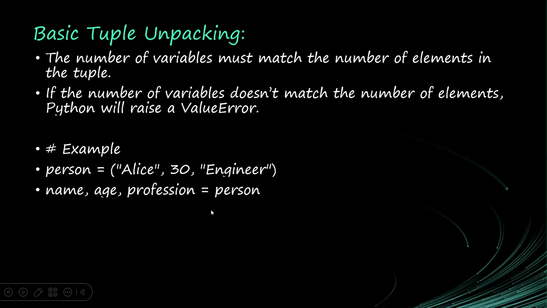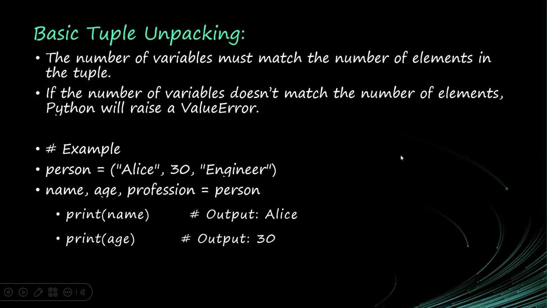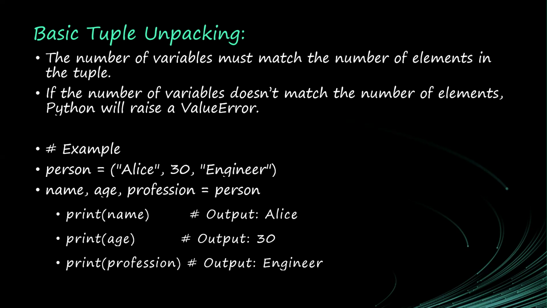All right. This is almost the same example I've just given you. Here we have a person tuple. Alice is the name, 30 is the age, engineer is the profession. Here we are unpacking it: name, age, profession is equal to person. Alice will be given to name, 30 will be given to age, engineer will be assigned to profession. When you print all these things, you get them like this. This is how you unpack.